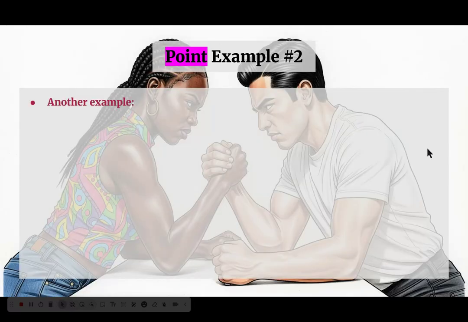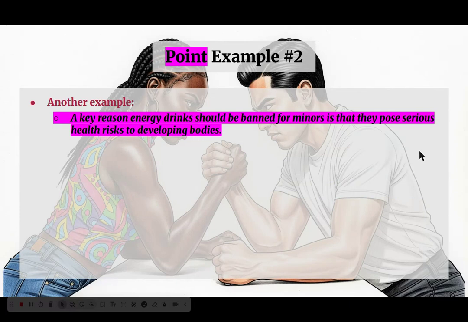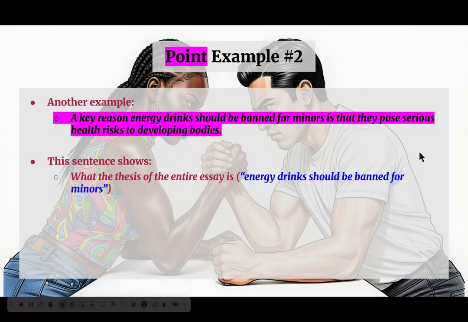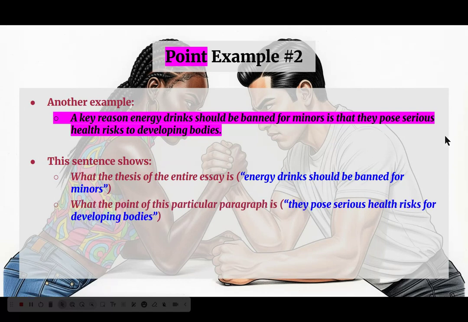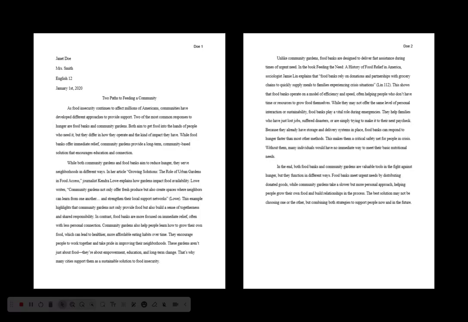To show you another example, a key reason energy drinks should be banned for minors is that they pose serious health risks to developing bodies. So we have the thesis of the entire essay built in the beginning, that energy drinks should be banned for minors. And the point of this paragraph, or one of the reasons we believe this, is that they pose serious health risks to developing bodies.